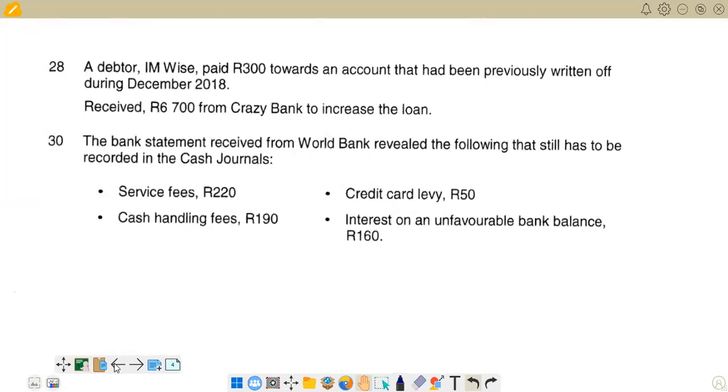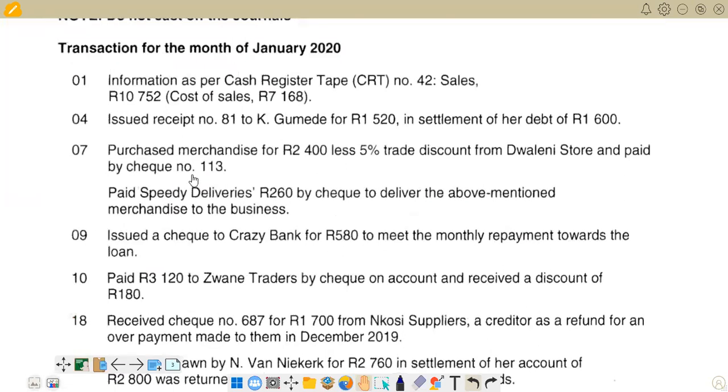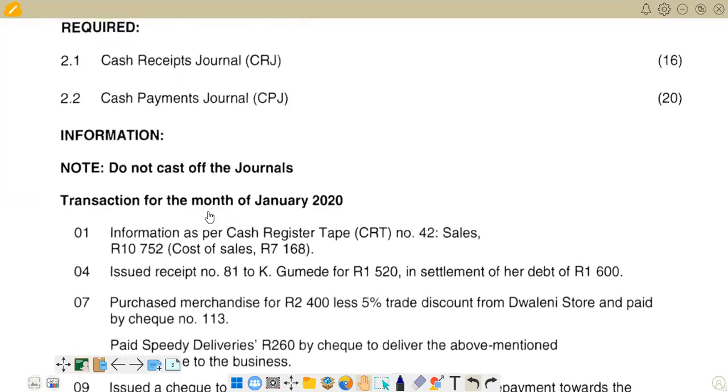So we are going to go item by item and try to identify which journal is being affected. Remember, we have got the cash receipts journal and the cash payments journal. This question requires us to prepare the cash receipts journal, and it also requires the cash payment journal. If we go to a transaction, we identify whether this is going to affect the cash receipts journal or cash payments journal, then we enter it in the relevant journal. So we're going to start on 1.